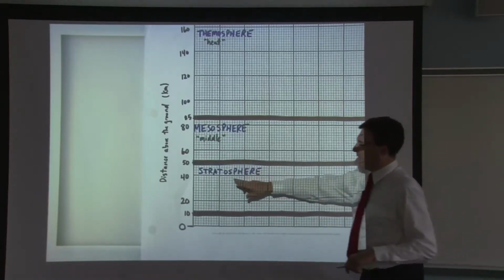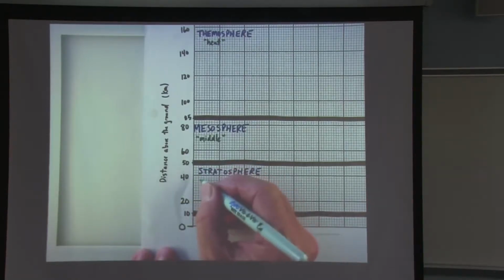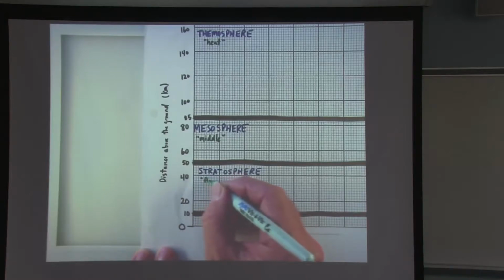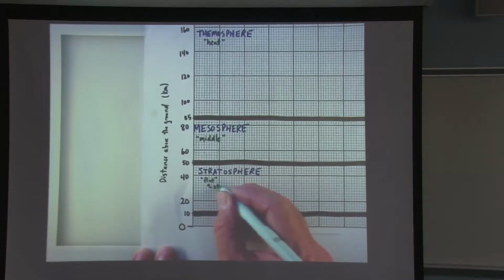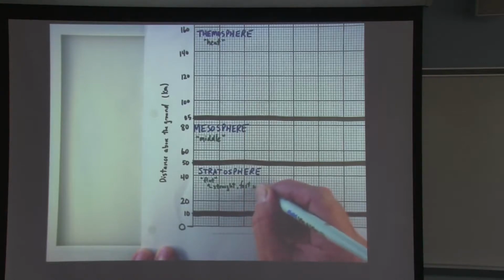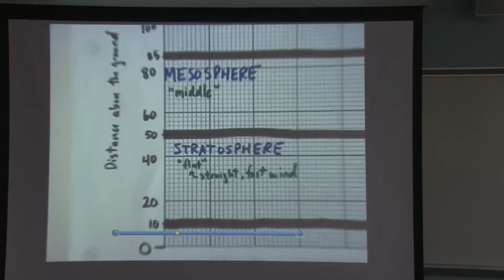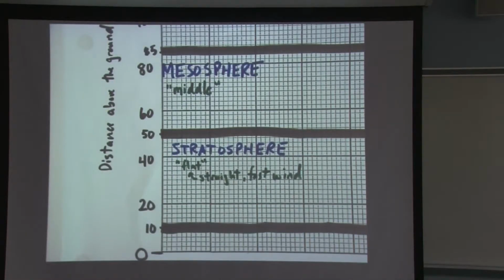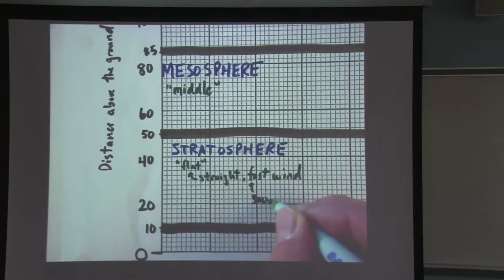Now, this is a trickier prefix to talk about, that word strato. It's in the word stratus, which is something that's flat. I guess it's close to the word straight as well. So our stratosphere, strato is flat, and the reason why it gets that name is because of the winds in this layer. This is the layer of straight, fast wind. Flat, straight, fast wind. How fast? We're talking about 300 miles an hour.